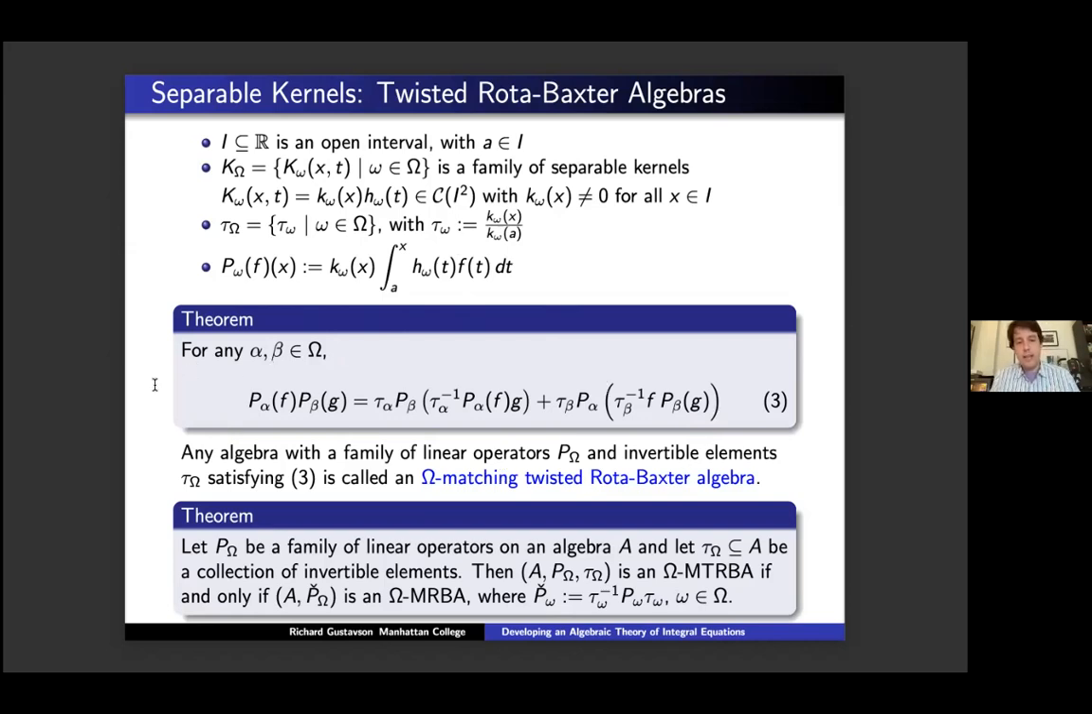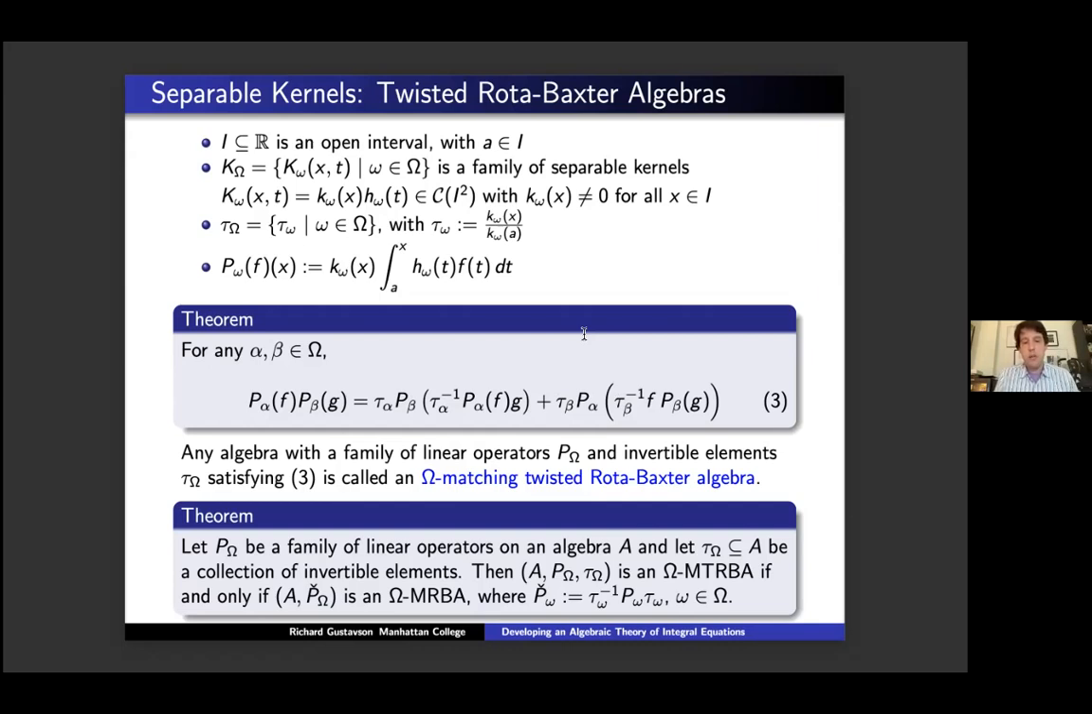And this identity is very similar to the Rota-Baxter identity that I had a couple of slides ago, but there's this twist that you have to put in. So you notice inside the outer operator, we have this tau alpha inverse, and over here tau beta inverse, and then we're multiplying on the outside by tau alpha and tau beta. And so if the taus weren't functions of x, then we could pull them outside of the P and just cancel them out, and we would just get the standard Rota-Baxter identity.